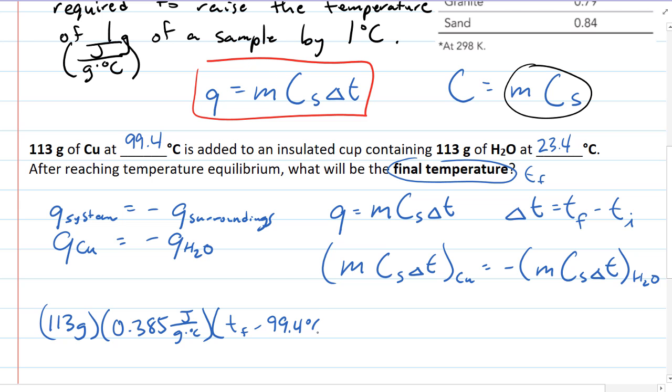99.4 degrees Celsius, exactly. Okay, then we will set this equal to, on the other side for the water, what is the mass of the water? 113 grams. There we go. And we can't forget this negative sign. That's probably the number one mistake here in our thermochemistry, is to forget the signs.